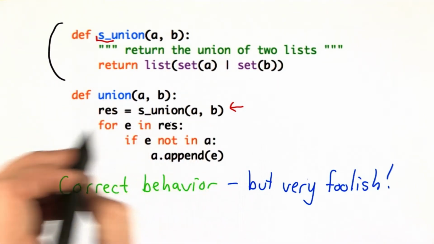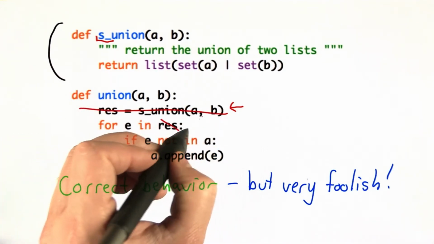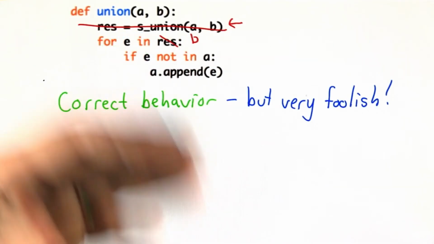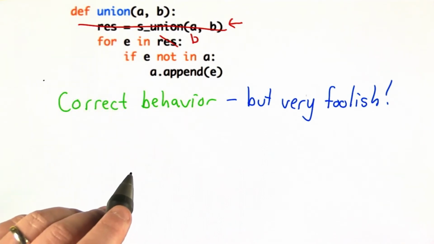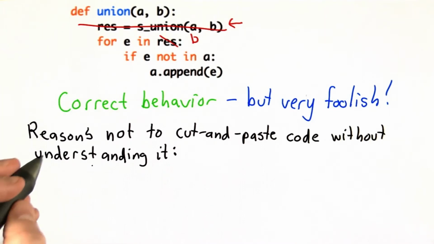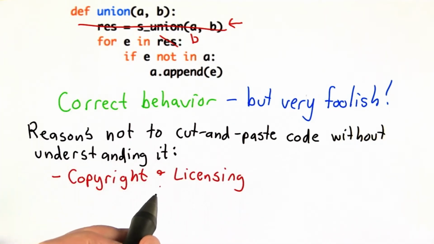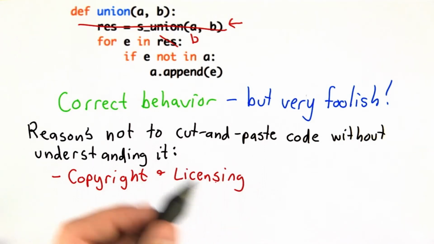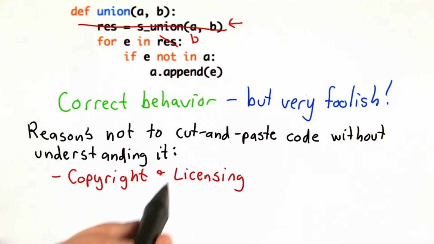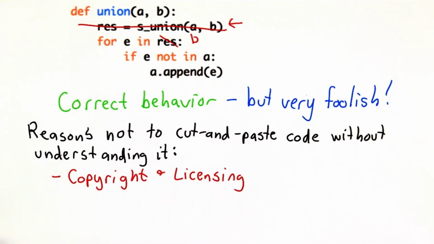Of course, we could have done this as we have it and got the correct result by replacing res here with just b. So searching for code is often a good starting point, but it's rarely a good ending point. And there's lots of reasons not to do this. The first is that you might be violating copyrights, or if you're taking code that is under a certain license, well, now that license might impact the code that you're writing and that you use it with. So these are things to be very careful about.